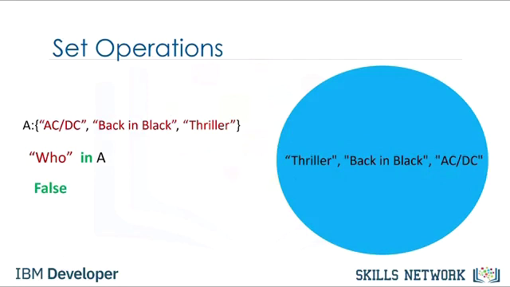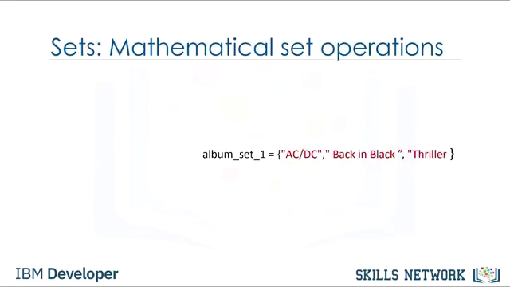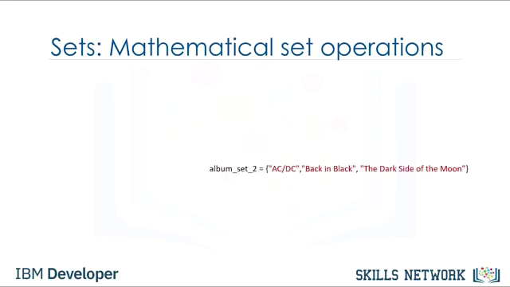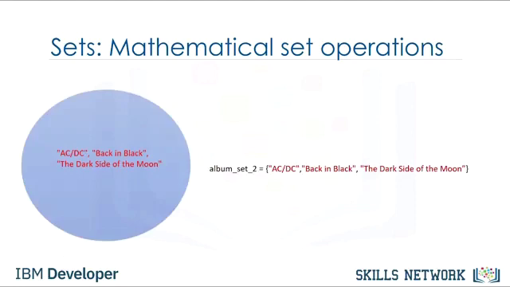There are other operations we can do. There are lots of useful mathematical operations we can do between sets. Let's define the set album set 1. We can represent it using a red circle or Venn diagram. Similarly, we can define the set album set 2. We can also represent it using a blue circle or Venn diagram.